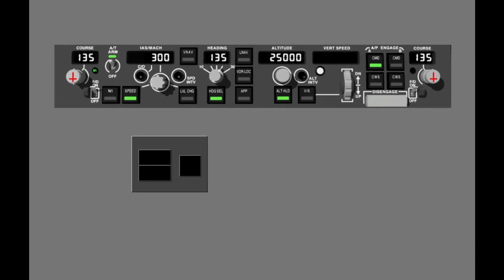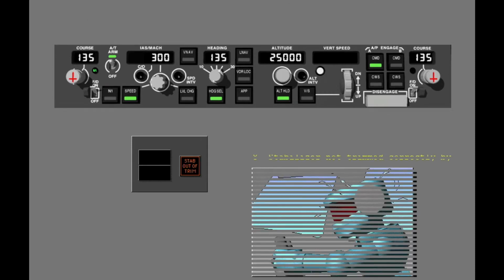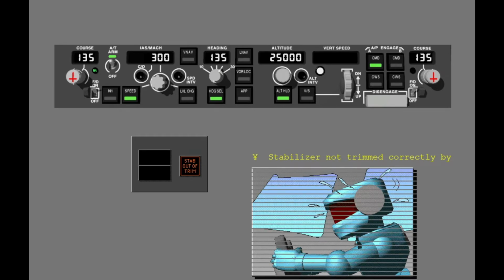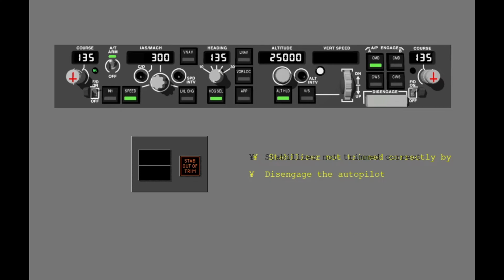If the stabilizer out of trim light illuminates, the stabilizer has not been trimmed correctly by the autopilot trim system. When the stabilizer out of trim light illuminates, hold the controls tightly and disengage the autopilot. Use the electrical or manual trim to correct the stabilizer position.